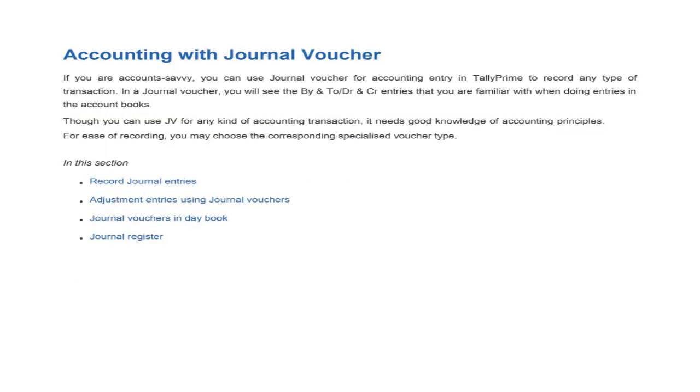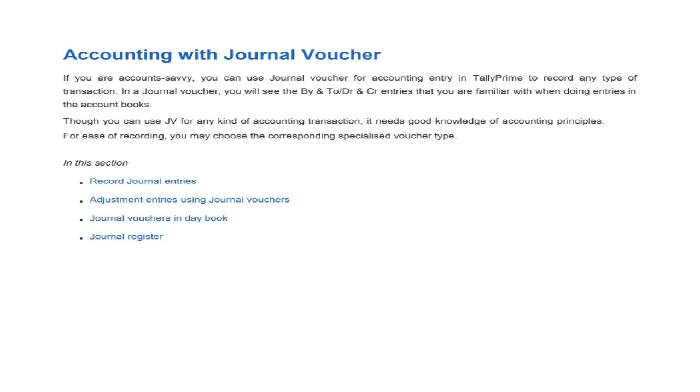Accounting with Journal Voucher. If you are accounts savvy, you can use Journal Voucher for accounting entry in TallyPrime to record any type of transaction. In a Journal Voucher, you will see the By/To, Dr and Cr entries that you are familiar with when doing entries in the account books. Though you can use JV for any kind of accounting transaction, it needs good knowledge of accounting principles. For ease of recording, you may choose the corresponding specialized voucher type.